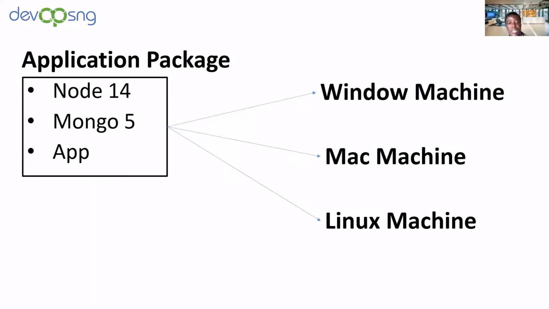Now, this is how it works. Like I've said earlier, on your system, you are using your application, you are using Node, then you are using MongoDB. By so doing, you can deploy that same application package to a Windows machine, to a Mac machine, or to a Linux machine, and it will surely work perfectly.